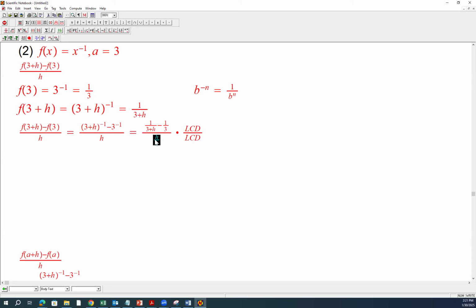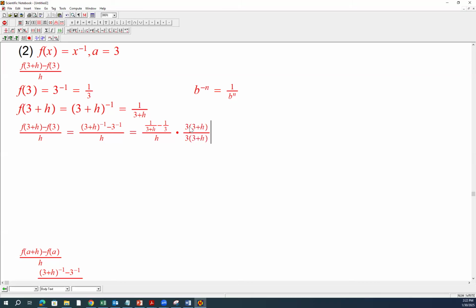So we can just work with the two denominators. The two denominators are 3 and 3 plus h, so the LCD is 3 times 3 plus h. And we make a number 1. Why do we make a number 1? Because anything times 1 stays the same. It's a mathematical principle. So this is a 1. Anything times 1 stays the same.